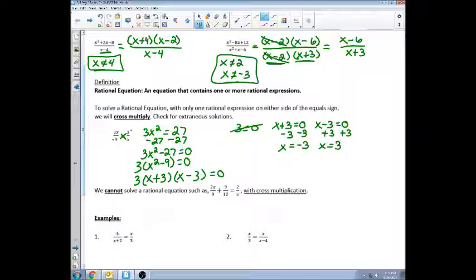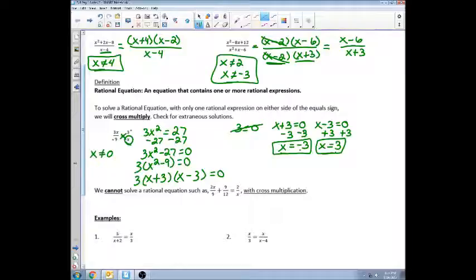Now, talking about the extraneous solutions, we do have to state our restrictions. Our restriction in this problem is just with this x, which means x cannot equal 0. So I'm going to check my two answers. Is negative 3 a 0? No. Is 3 a 0? No. That means that both of my solutions are good. But if either one of those solutions was 0, then I would not be able to use it, and I would just have to cross it out.